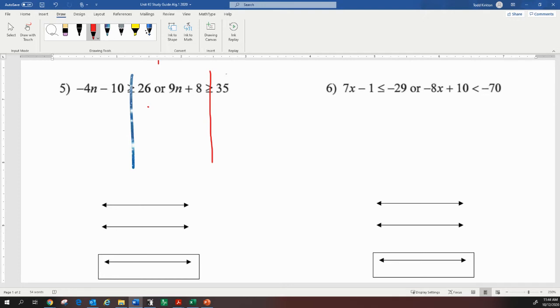Okay, so it's or, so we're talking about everything, not the overlap. Then I just solve. So plus 10, plus 10. Right here, I make sure I pause. I'm dividing by -4, which means my inequality changes. It doesn't have anything to do with what you get over here. It's the fact that I divided by -4. -8, minus 8.